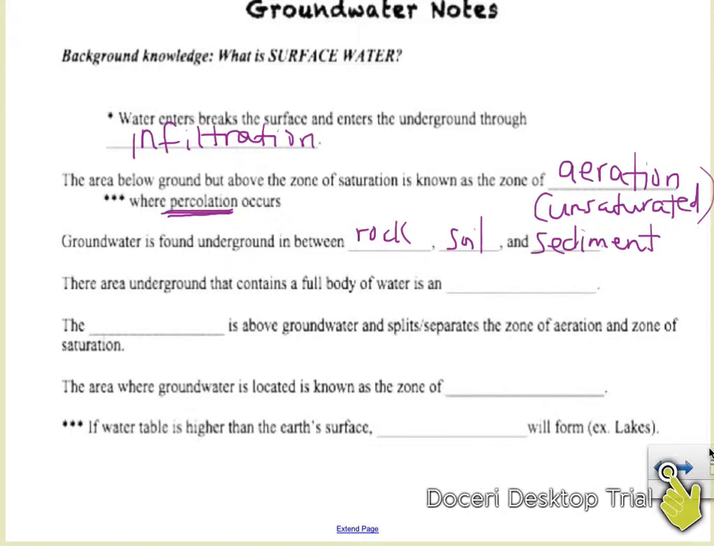The area underground that contains a full body of water, it's where our groundwater is located. Ray, this is your aquifer. Good. And then we have this area that is above groundwater and separates the zone of aeration and the zone of saturation. What is that? Come on. Water table. This is your water table.